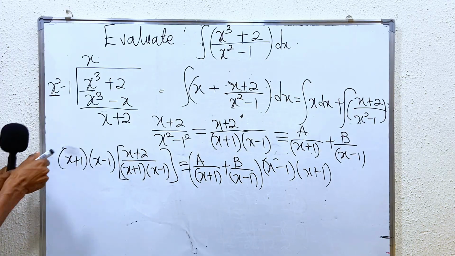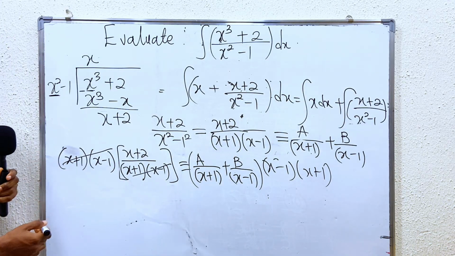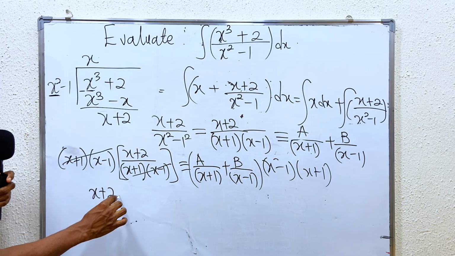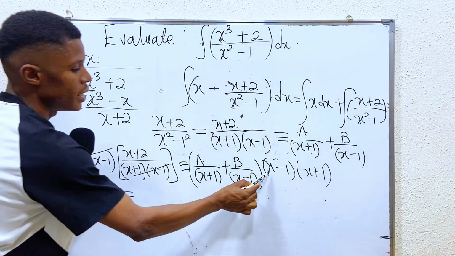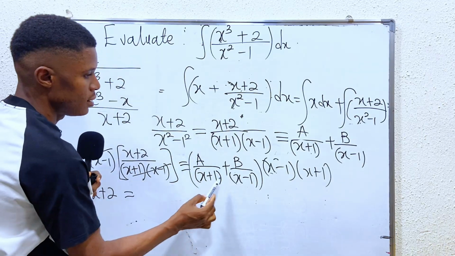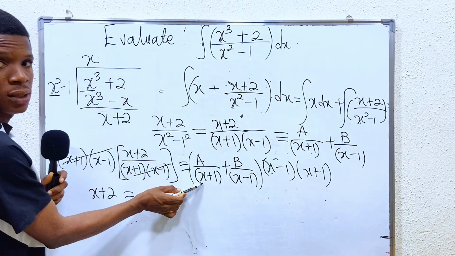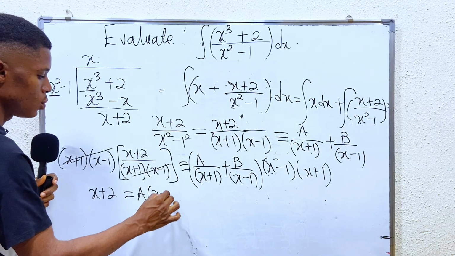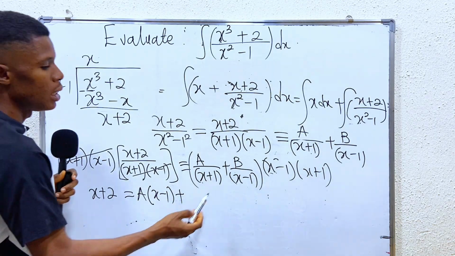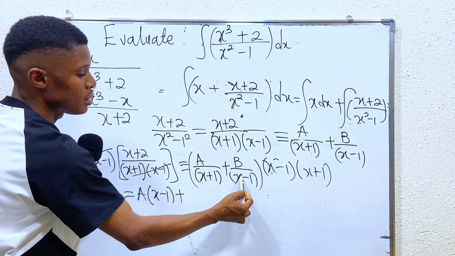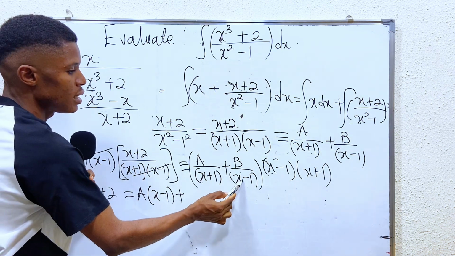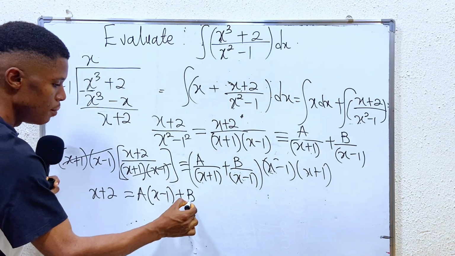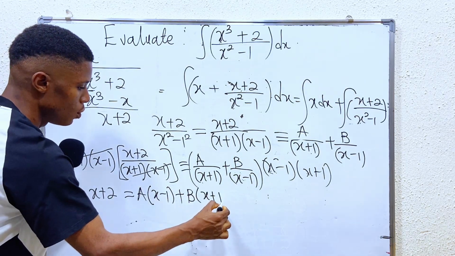So we can now see that this denominator will cancel out. What are we left with? We are left with x plus 2 is now the same thing as A into x minus 1 when x plus 1 cancels the denominator. Then plus, once we multiply again, this x minus 1 will cancel itself, and we are having x plus 1. So we have it as B into x plus 1.